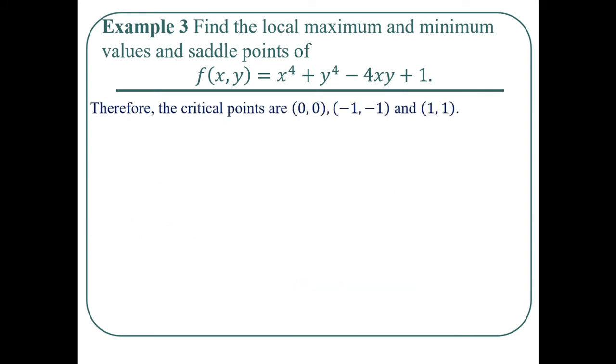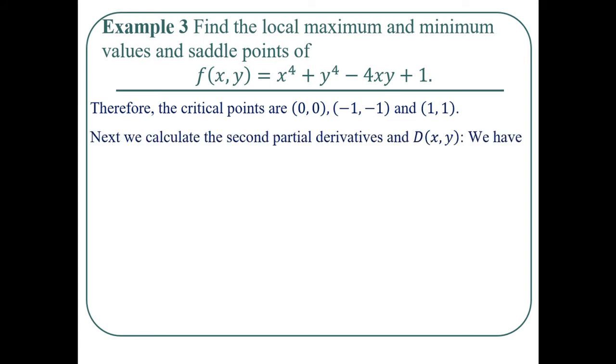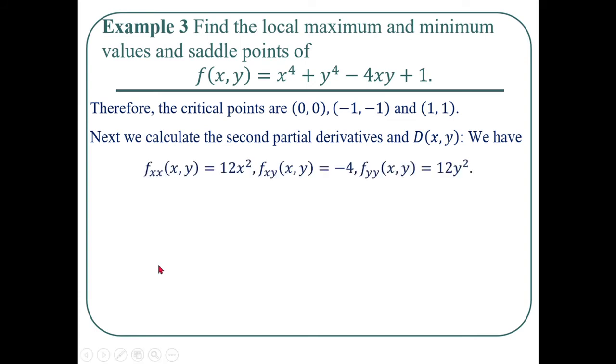Now we have to decide which of them is a local maximum, local minimum, and saddle point. So we have to use the second order derivative test. For that we have to find d of x, y, that is fxx at (x, y) times fyy at (x, y) minus (fxy at (x, y)) square. Here fxx at (x, y) means the partial derivative of fx with respect to x at (x, y). As we have already found out, fx at (x, y) is 4x cube minus 4y.